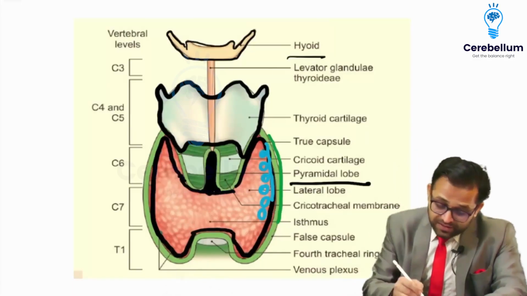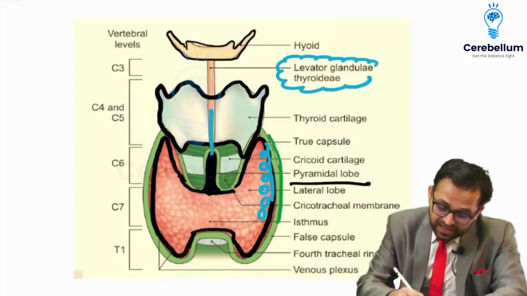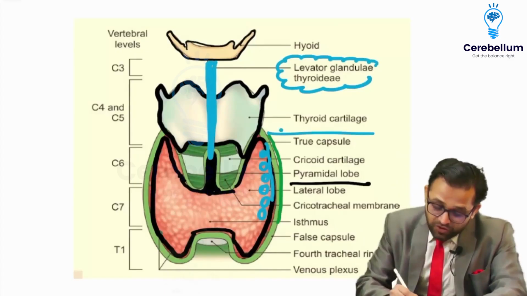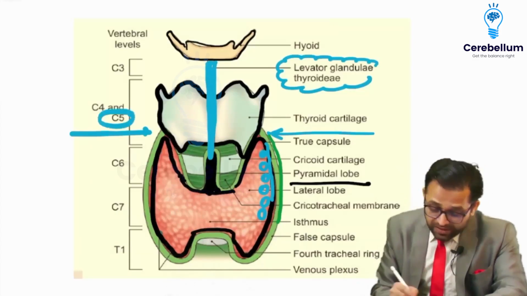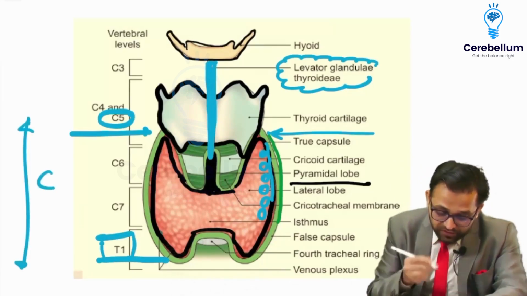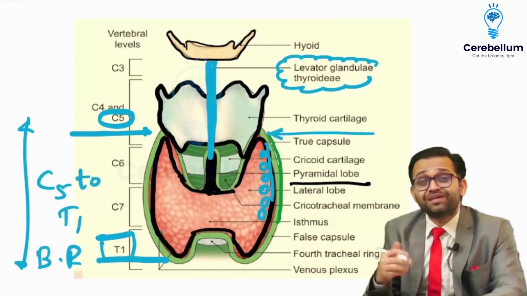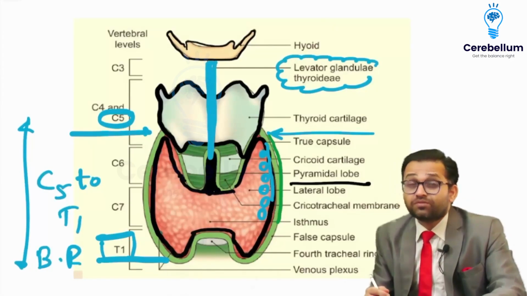Now observe, there is the fibromuscular structure, levator glandulae thyroideae, attached in between the hyoid bone and the pyramidal lobe. Now look, the apex of the thyroid gland is related up to the C5 vertebra, while the base is related with the T1 vertebra. That's why I told you the vertebral level is C5 to T1, just like our brachial plexus roots. Now observe further things.